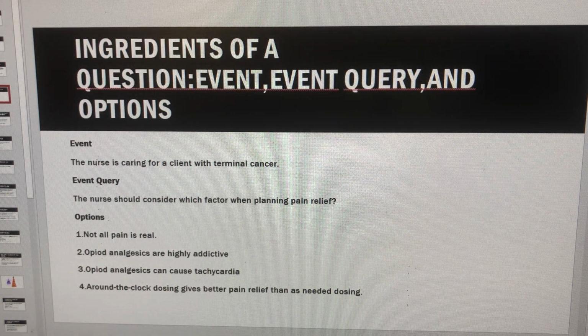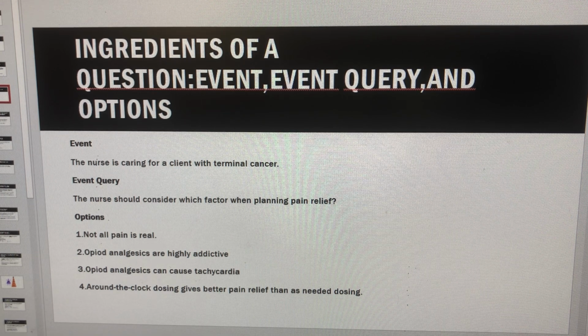Next is ingredients of a question: event, event query, and options. Event: the nurse is caring for a client with terminal cancer. Event query: the nurse should consider which factor when planning pain relief.